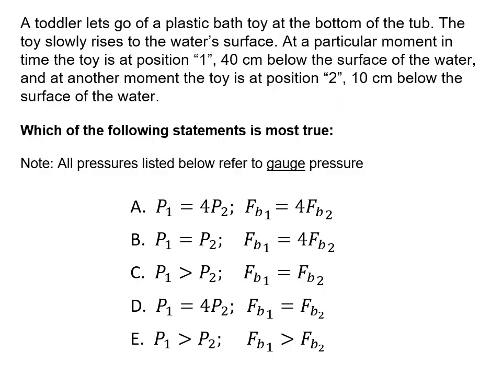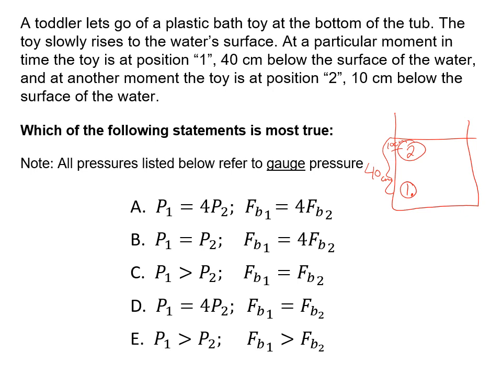All right, and here's another one. A toddler lets go of a plastic bath toy at the bottom of the tub. The toy slowly rises to the water's surface. At a particular moment in time, the toy is at position 1, 40 centimeters below the surface of the water. So point 1 is here, and this is 40 centimeters. At another moment, the toy is at position 2, which is 10 centimeters below. Which of the following statements is most true? Note all pressures listed below refer to gauge pressures.